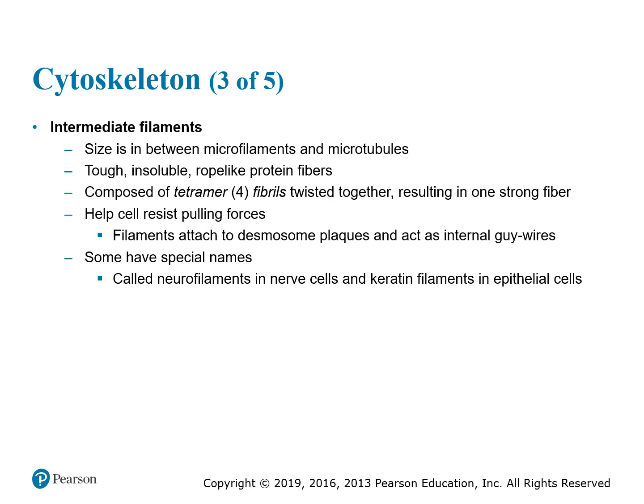Intermediate filaments. As the name implies, the diameter here is intermediate between a microfilament and a microtubule. These are tough, they're insoluble in water, they're fibrous proteins, essentially. They're composed of four of these fibrils twisting together, resulting in one strong cable-like fiber. They help to resist pulling forces, attached to plaques and acting as guy wires. Depending on the cell type, they can have special names, like neurofilaments versus keratin.